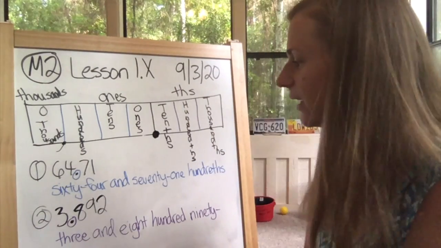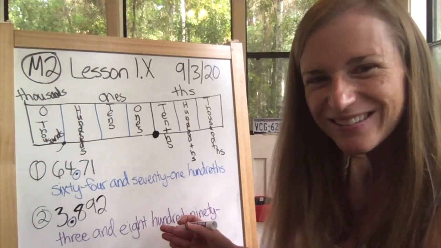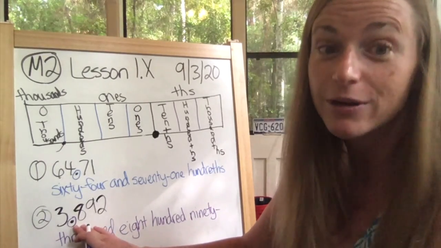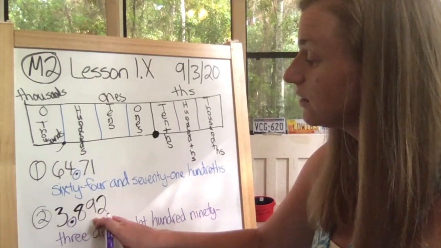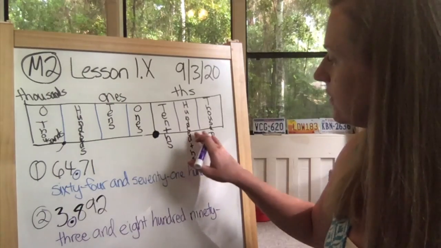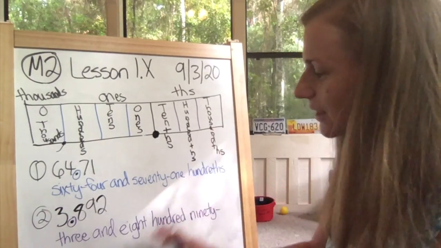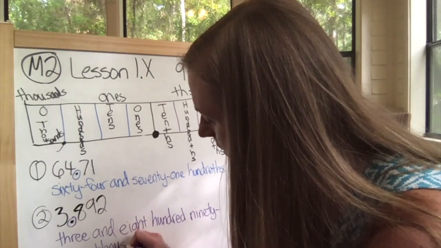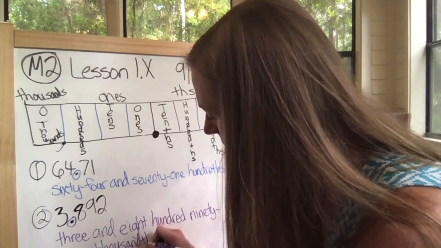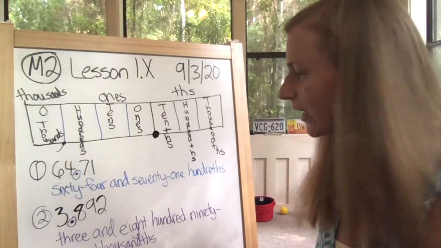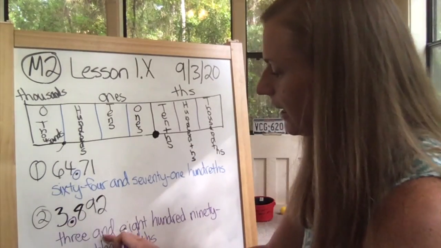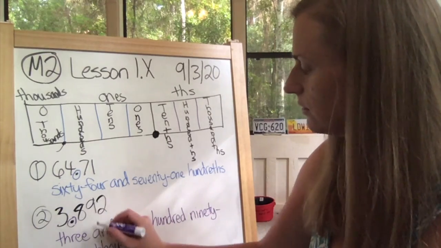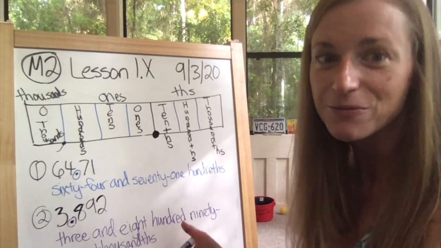So I've got 892. Are we done? No, very good. We're not done. We need to end in a THS because our number involves a decimal. So I see 1, 2, 3 numbers after the decimal. The word is going to be thousandths. So 1,000, THS. And let's check it. 3 and 892 thousandths. So it looks pretty good here.